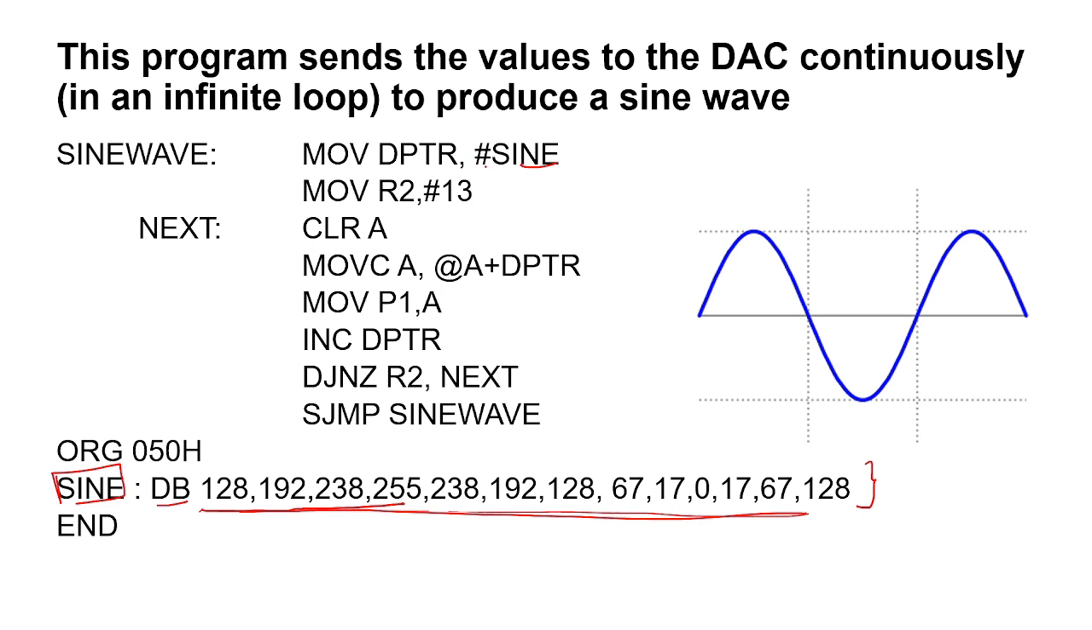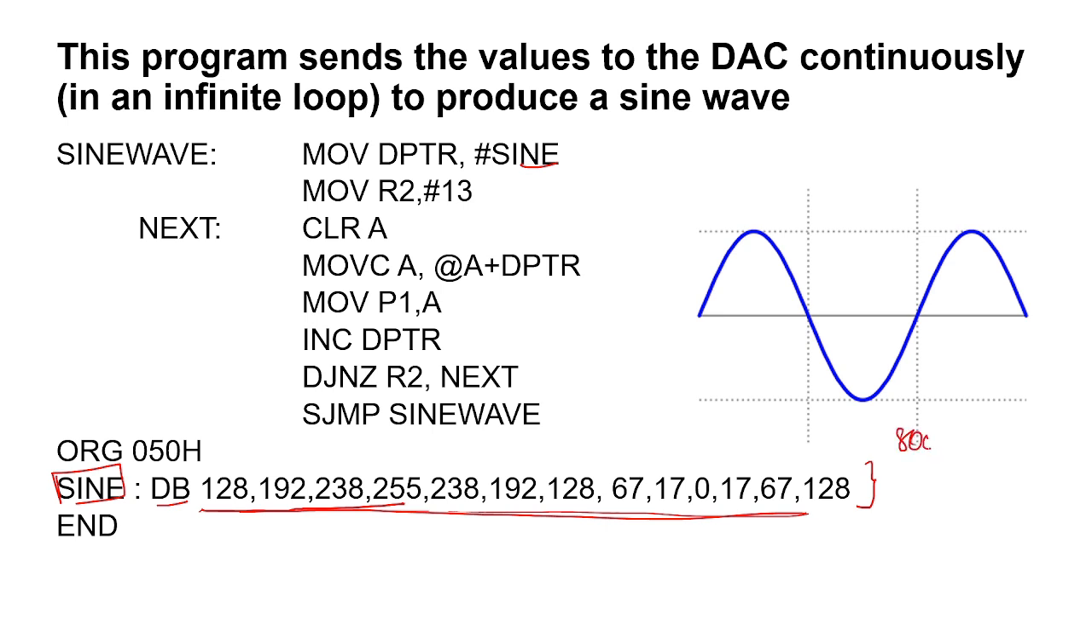MOV DPTR, #sine. What is the logic here? Please understand, while you are executing this instruction, DPTR will hold the starting address of the sine wave memory table. It will take only the starting address of the sine wave table. The rest of the addresses you can get by incrementing the DPTR. That is the concept. After the execution of this instruction, the first value is fetched from the table, because the address is held by DPTR.